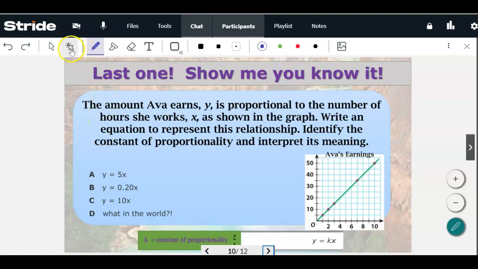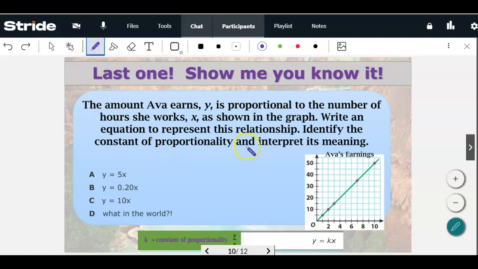Don't do it now. All right, so the last one says the amount Ava earns, Y, is proportional to the number of hours she works, X. So you can see that the Y is the earnings here. The X is the hours. So in 1 hour, she makes $5. In 2 hours, she makes $10. Write an equation to represent this relationship. Identify the constant of proportionality and interpret its meaning.